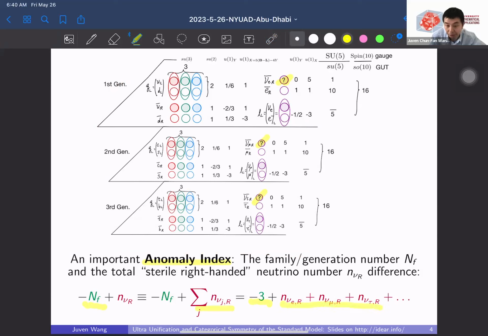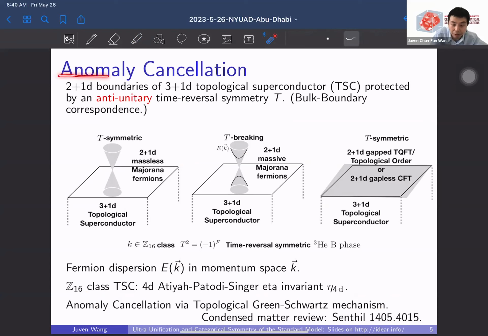If some of them are there, some of them may not, this index will be 0 or 1 for the neutrino number for each family. So this number may not be 0 in the standard model. Actually, it should be just -3 in the standard model. So one story, possibly some of the people here are also aware of, is that the recent development in condensed matter tells us that the anomaly can be cancelled in some more subtle way.